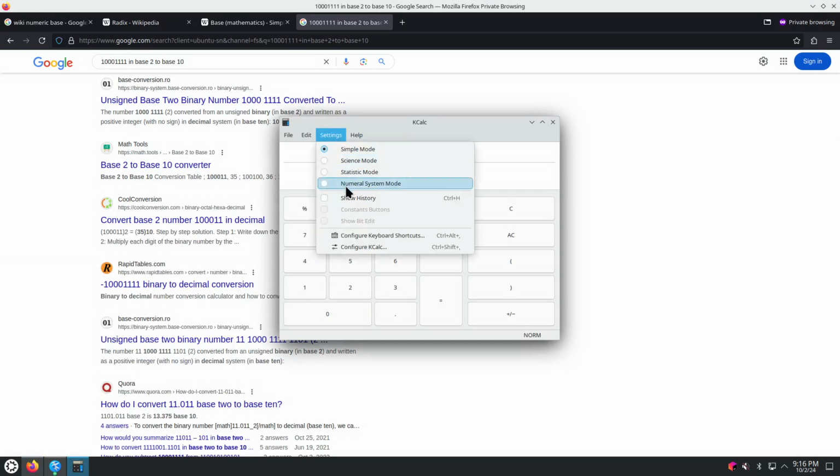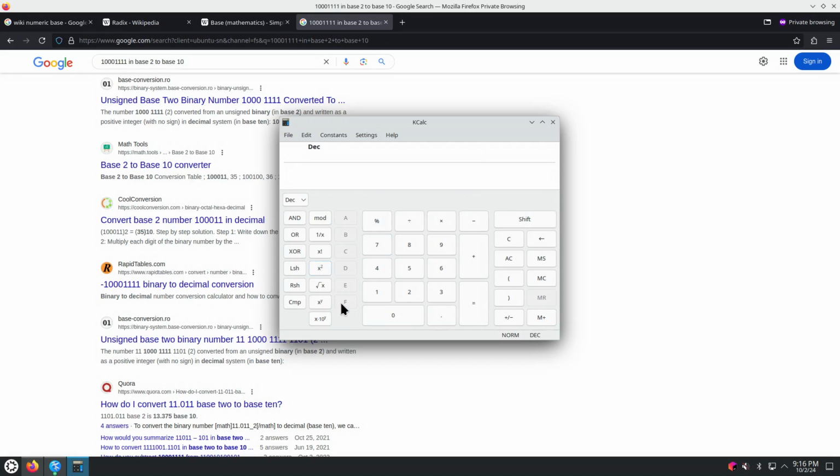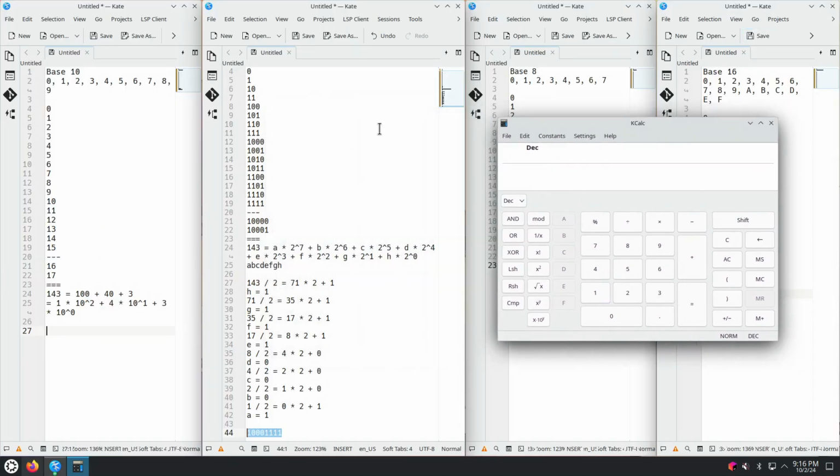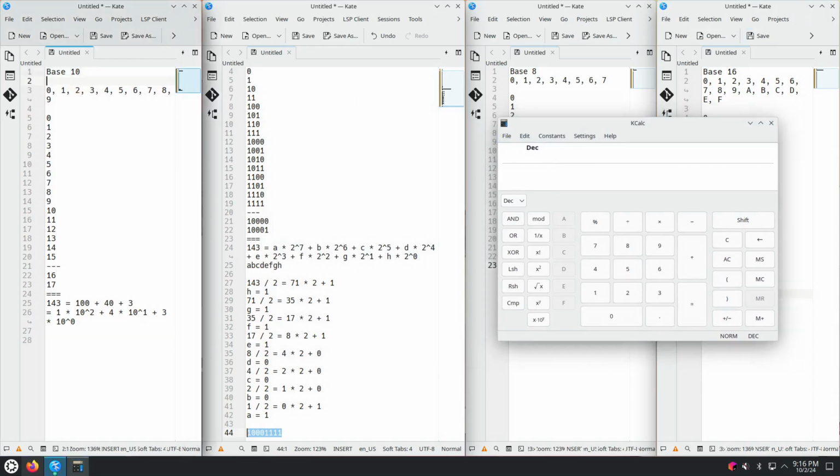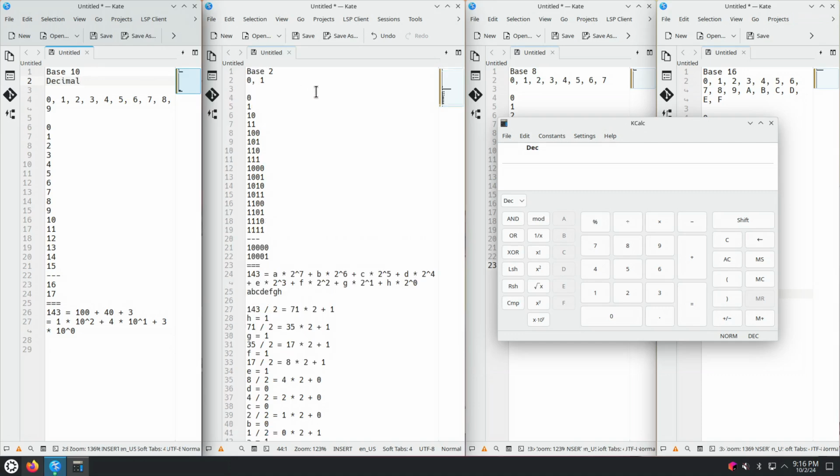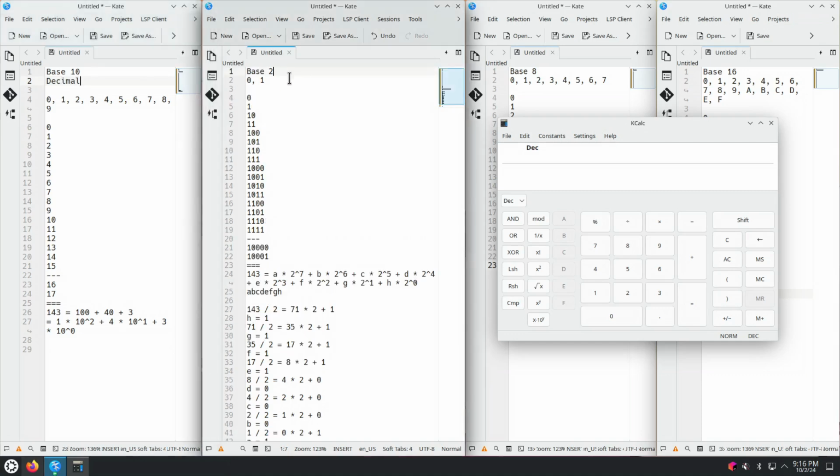Let's see, numeral system. Let's switch from decimal to binary, so base 2. No, not binary. From, let's use the decimal, so base 10. Let's actually see how they're named in other places. So base 10 is named decimal numeral system. This one is binary.